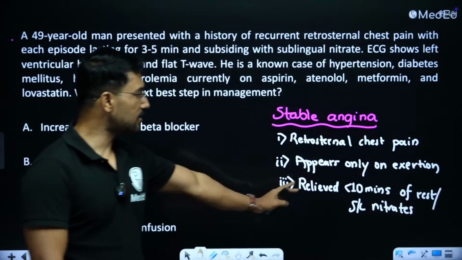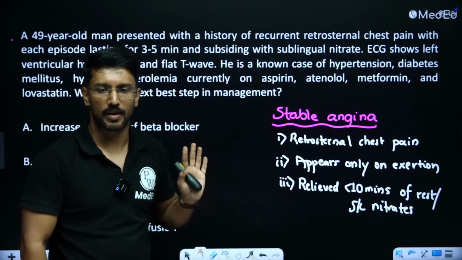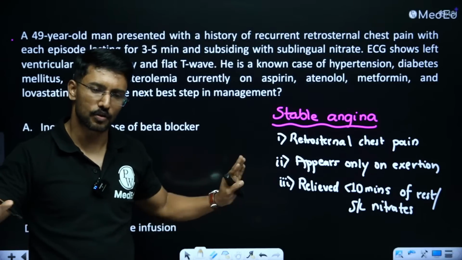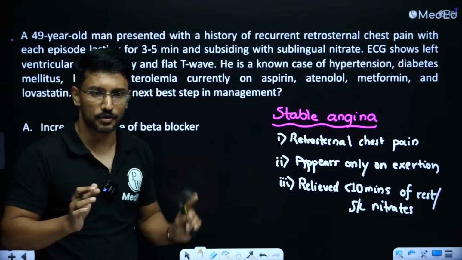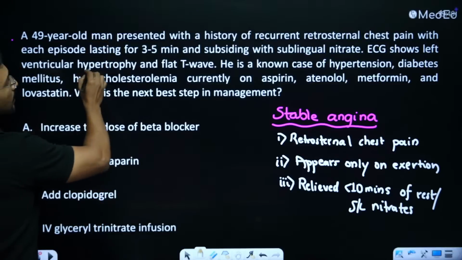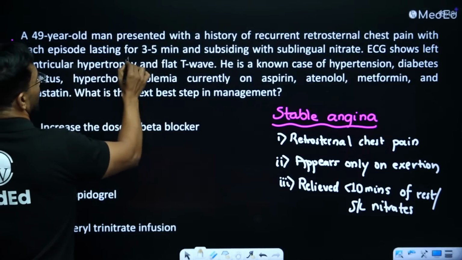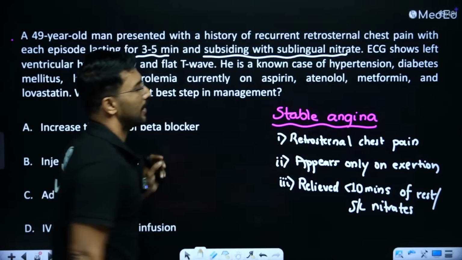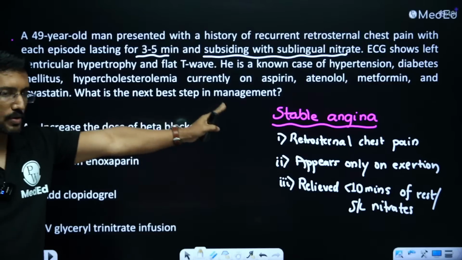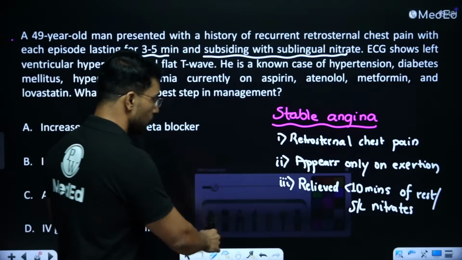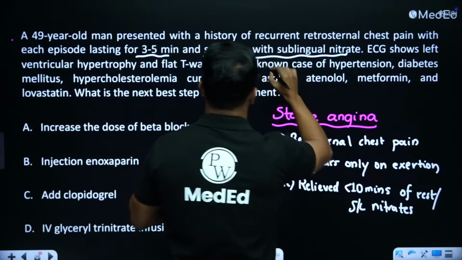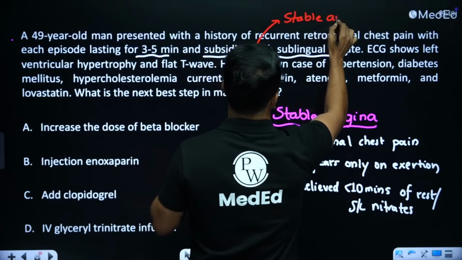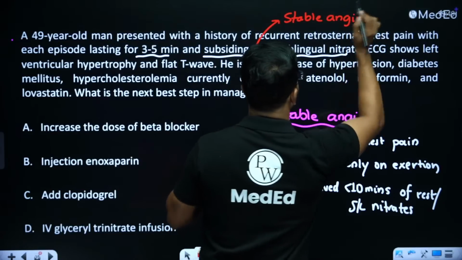So when these characteristics are there, only that angina will be called stable angina, meaning only by exertion, and after I take rest within 10 minutes it's gone, or if I take a sublingual nitrate within 10 minutes it should be gone. So here, retrosternal chest pain lasting for 3 to 5 minutes and subsiding with sublingual nitrate is favoring the diagnosis of stable angina, right? So here we are dealing with stable angina. This is a case of stable angina.